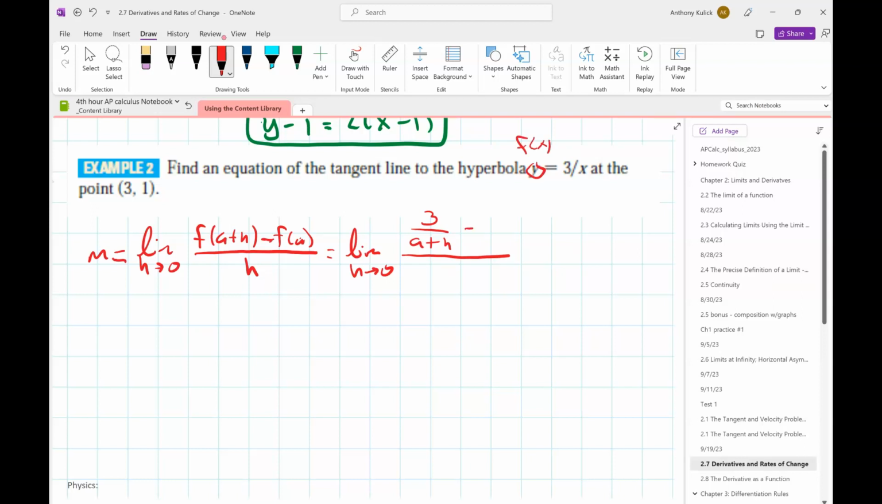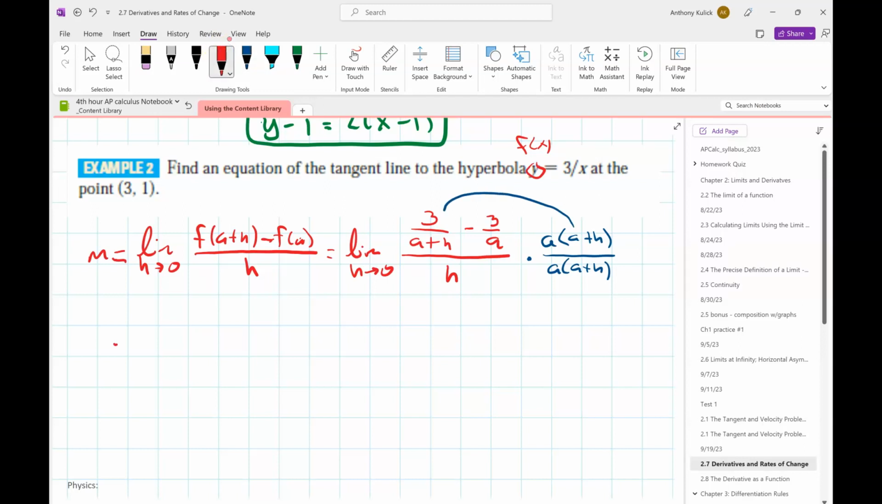Okay, and what is f of a going to be? 3 over a. Okay, what should I do next? Common denominator. You could do that. This is the way I prefer to do it, that avoids having to make a common denominator, is I'm going to multiply the top and bottom by a times a plus h.